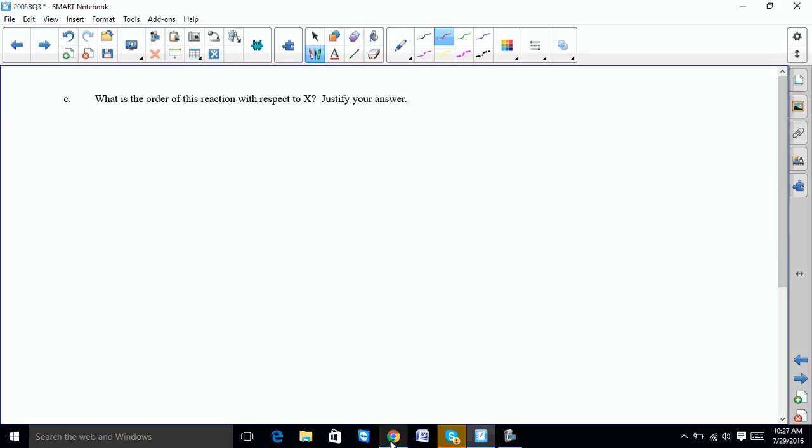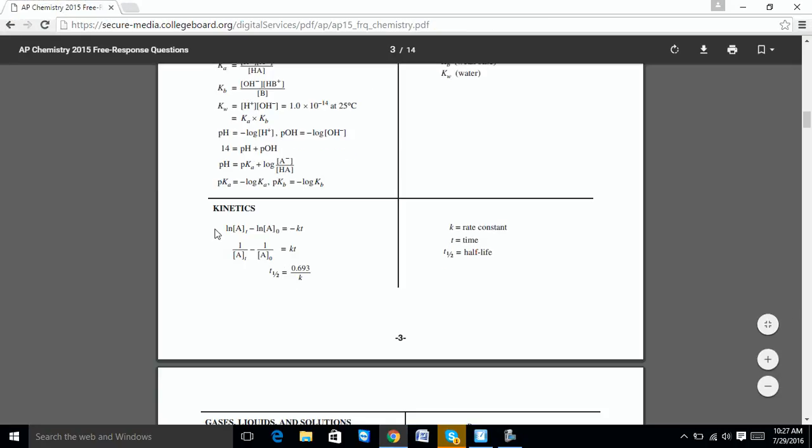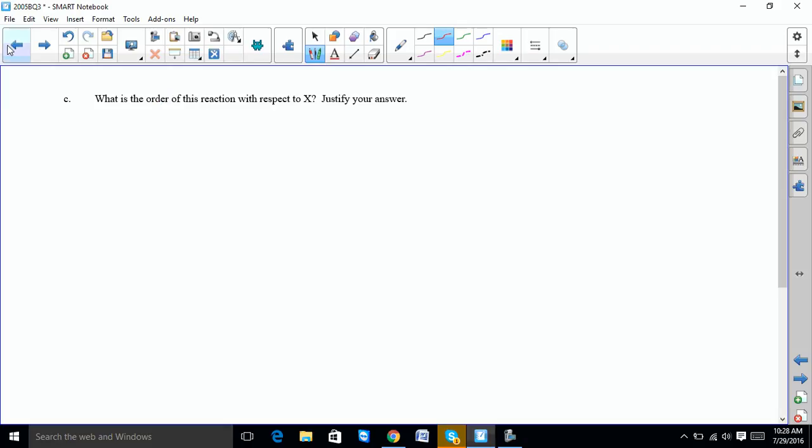Okay, I have 2 things to show you. Flipping here, this is the 2015 formula sheet. This is kinetics. If you remember, this is the equation for a first order, and this is the equation for a second order. These are the only 2 formulas. A 0 order is this one with the LNs taken off. I have never seen a 0 order on the test, but we're supposed to teach it. So first order, second order. And so we're going to use this equation over and over and over again in the next couple parts. If I go back, what is the order of the reaction with respect to X?